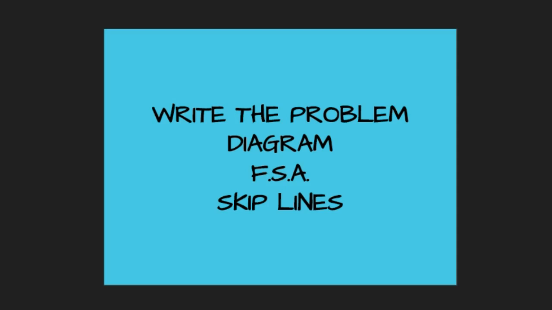So in review, the 4 things you're going to do when you're working math problems for me is write the problem word for word, diagram, that means include a picture that helps me see that you understand the problem or helps you solve the problem, and then FSA, which stands for formula, substitution, and answer. We talked about the answer needing the correct units, and we talked about the answer being written with 5 important numbers or 5 significant figures, and always skip lines between your work to make it easy to read.